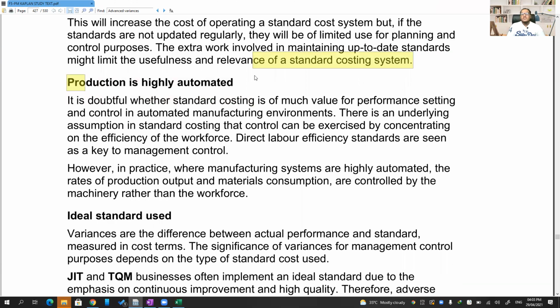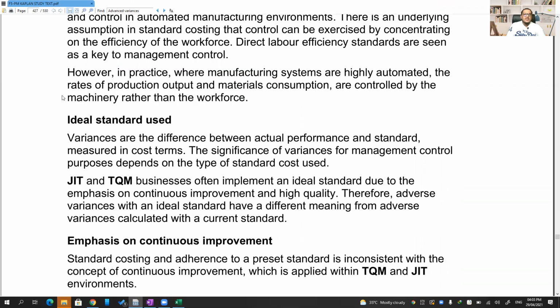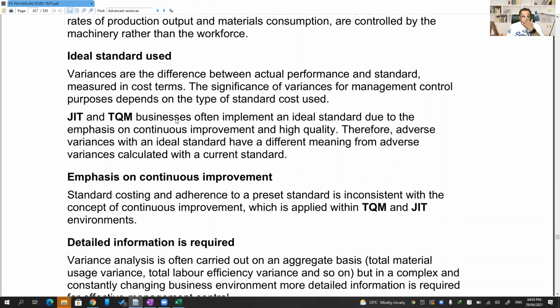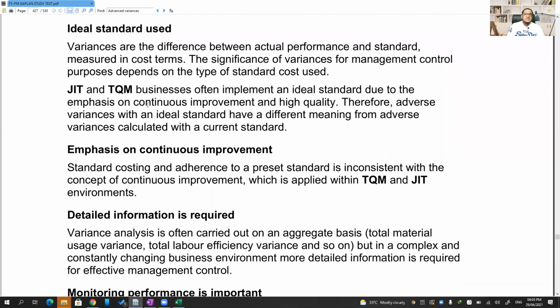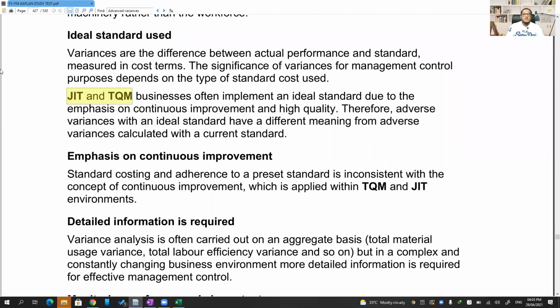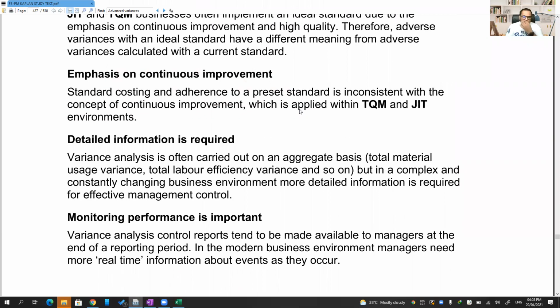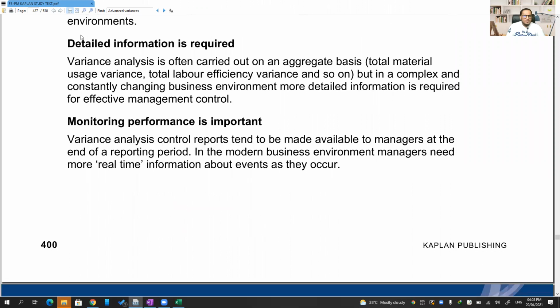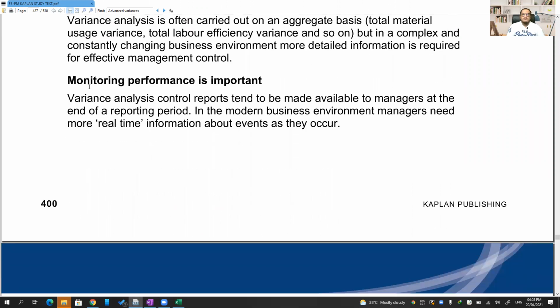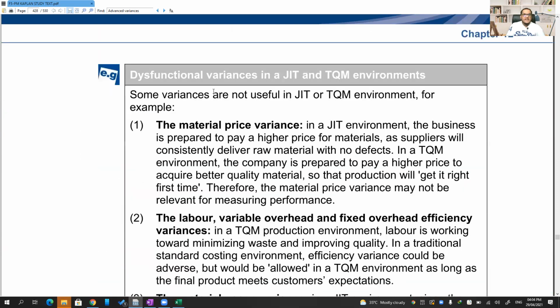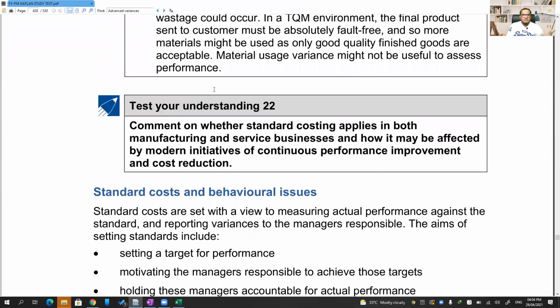Production is becoming automated, so labor variances are no more really useful because everything is automated. Ideal standards are used, but that is not the case. We should not be using ideal standards. JIT and TQM are covered in the APM syllabus, so don't worry about them. Continuous improvement should be there. This is again Kaizen costing, covered in APM. Too much information is required for variance analysis. You have to monitor it again and again and again. And yeah, all that stuff is given.